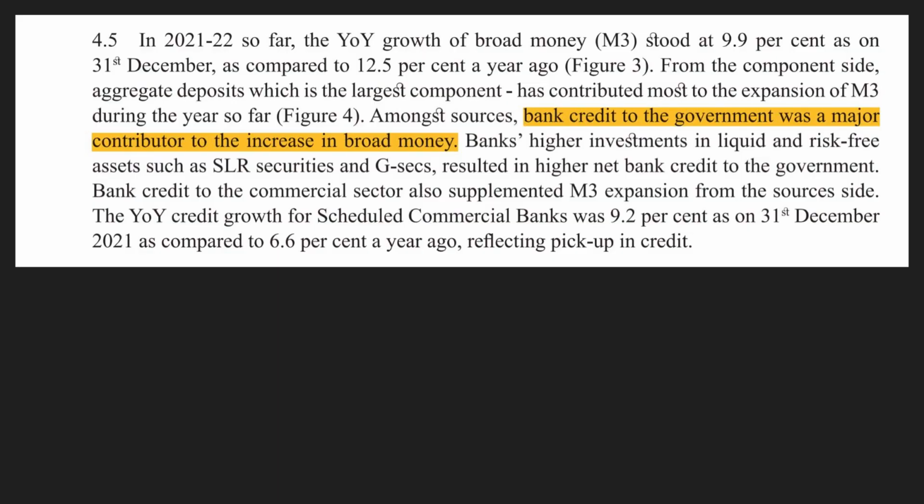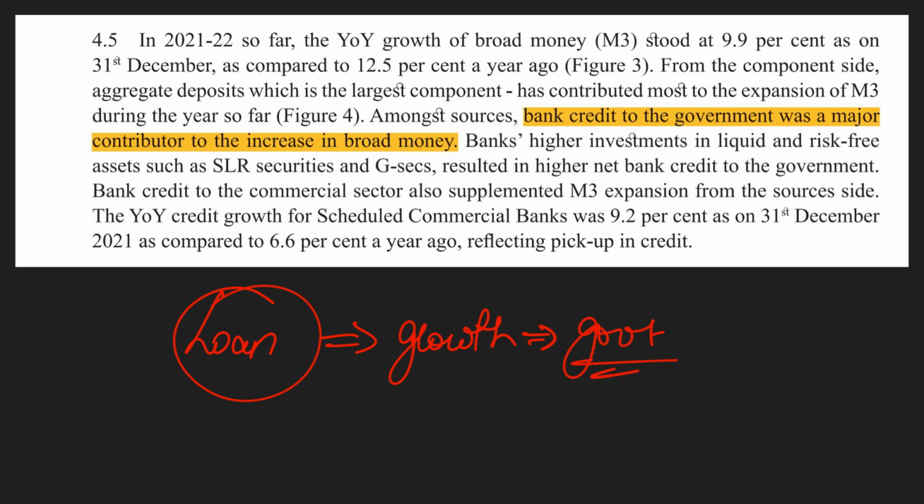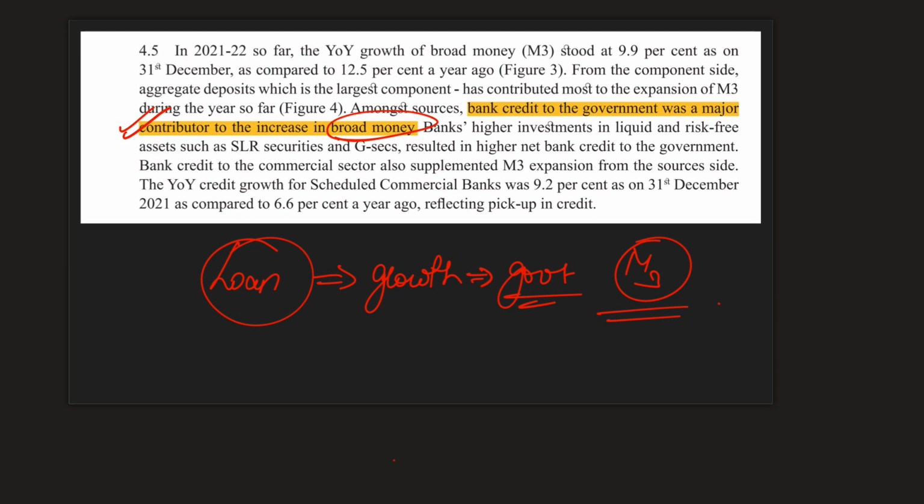So, what does this particular paragraph say? Normally, in lockdown times, loans were not given by banks. So, whatever growth that we have witnessed is because of banks giving loans to the government. So bank credit to the government was a major contributor to the increase in broad money. What is broad money? M3. So this is what the paragraph says. The rest of the things are not really important from a prelims and mains perspective. So that is all that you have to know regarding M0 and M3 and the money aggregates topic from the economic survey. The theory and basics are covered here.